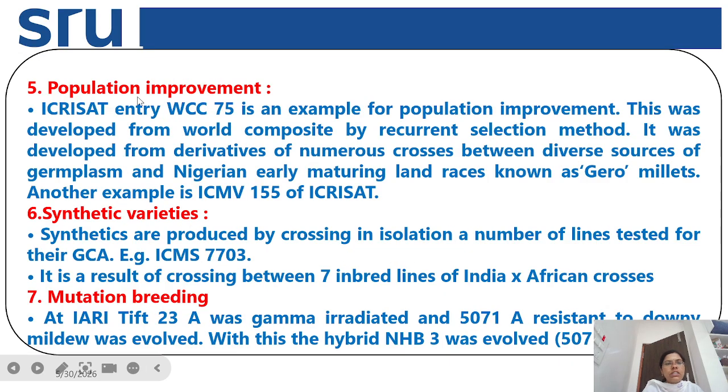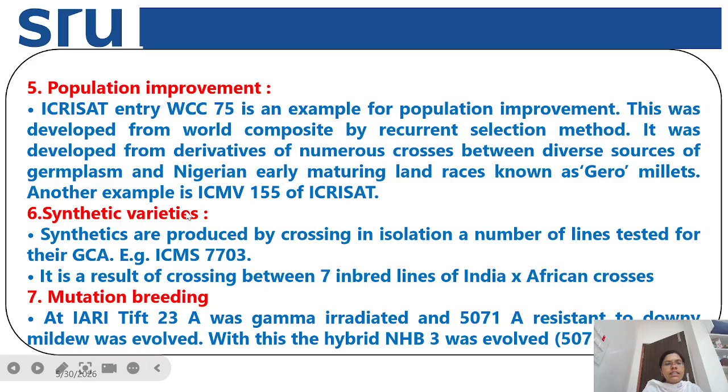And next is population improvement. ICRISAT developed WCC 75, which is a best example for population improvement. This was developed from the World Composite by using the recurrent selection method, from derivatives of numerous crosses between diverse sources of germplasm and Nigerian early maturing landraces. And the other example is ICMV 155, which was also developed by ICRISAT.